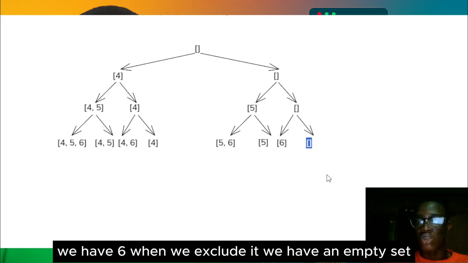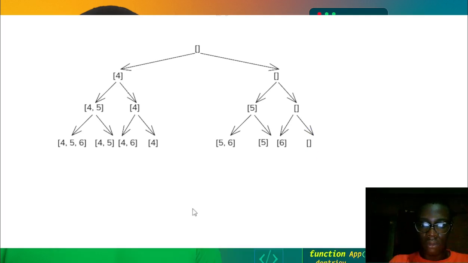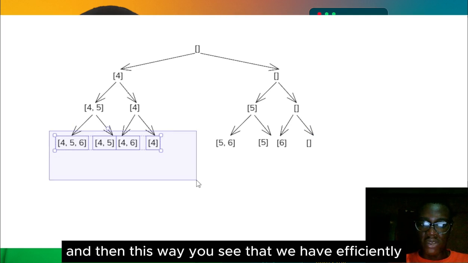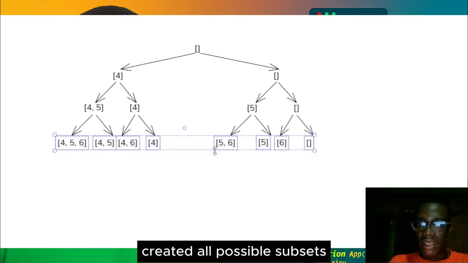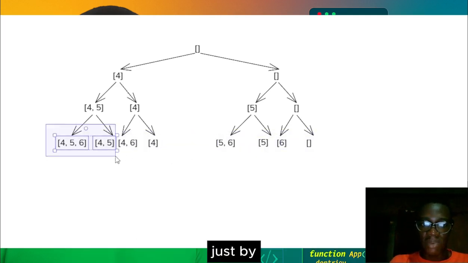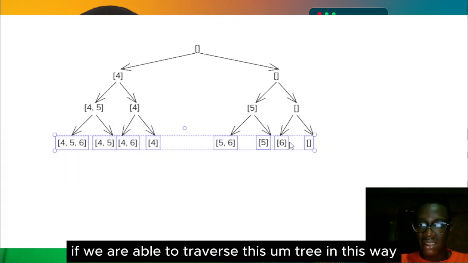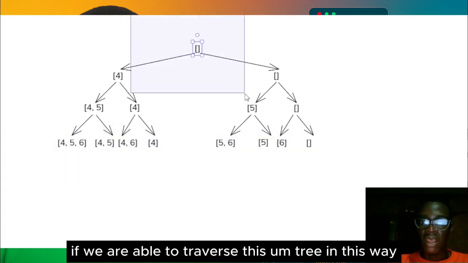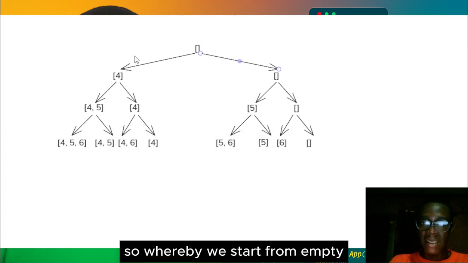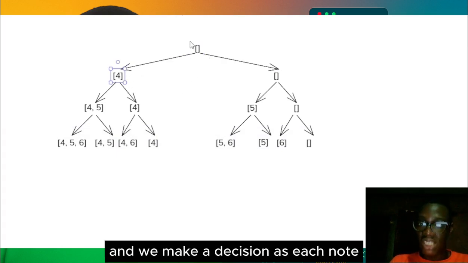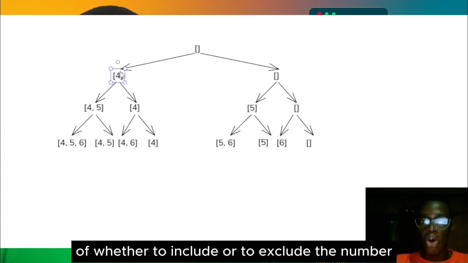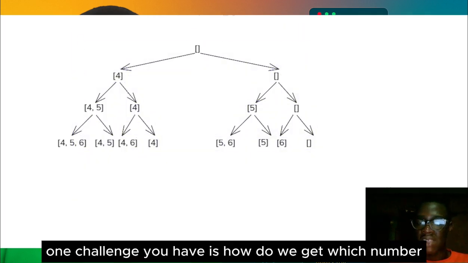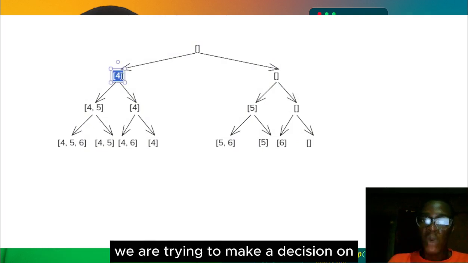When we exclude it, we have an empty set. And this way, you see that we have efficiently created all possible subsets, if we are able to traverse this tree in this way. We start from empty and make a decision at each node of whether to include or exclude the number. Now one challenge is, how do we know which number we are trying to make a decision on?